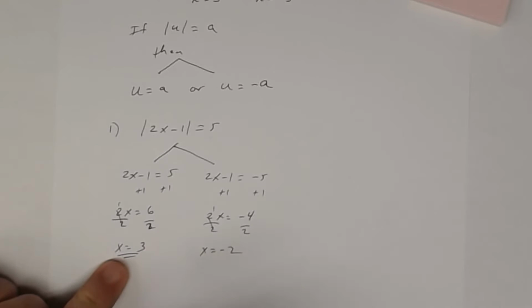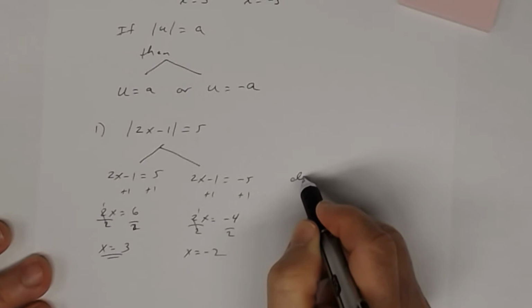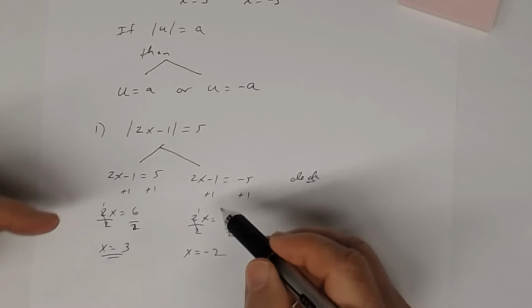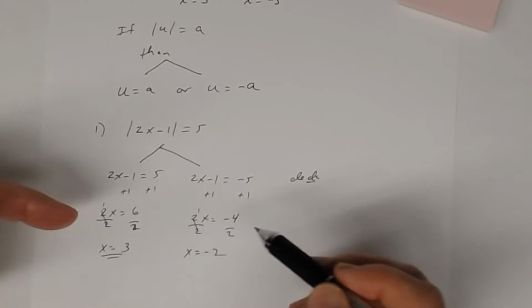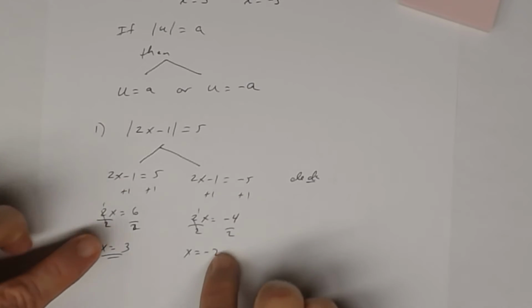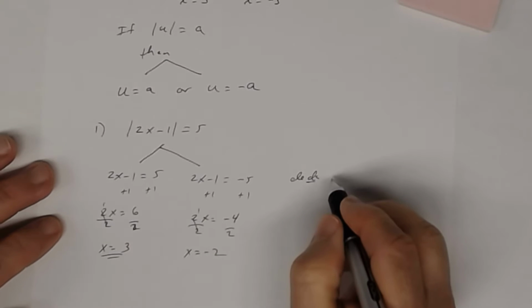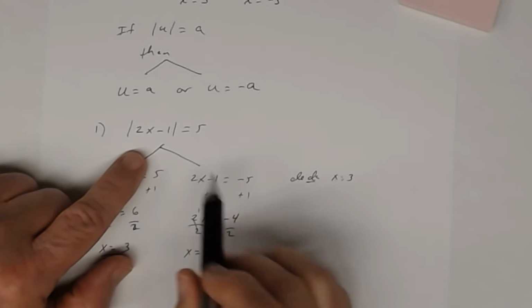Now you can always check. You could have also made a mistake somewhere in this process, but if you do this correctly, then these will be solutions. So let's just check x equal 3. Always go back to the original.